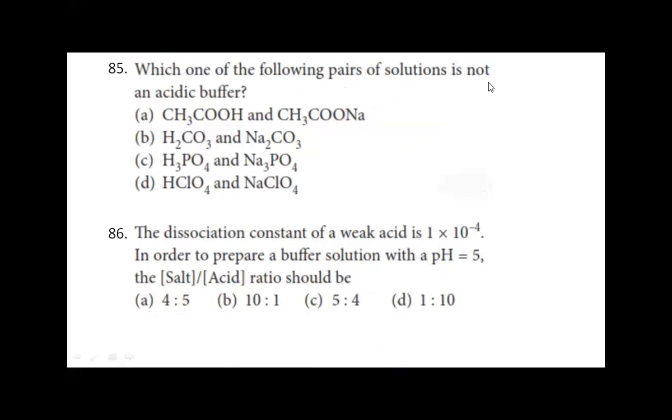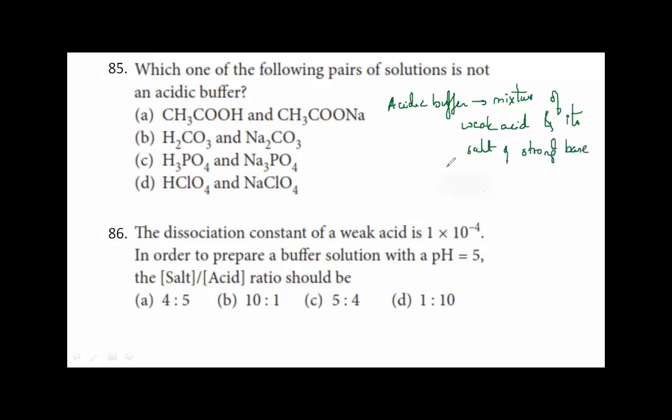Next question. Which of the following pairs is not an acidic buffer? What is an acidic buffer? An acidic buffer is a mixture of a weak acid and its salt with a strong base. So this is a weak acid, and it's a salt of a strong base. Yes, this is an acidic buffer. Weak acid, its salt of a strong base. Yes, this is an acidic buffer.